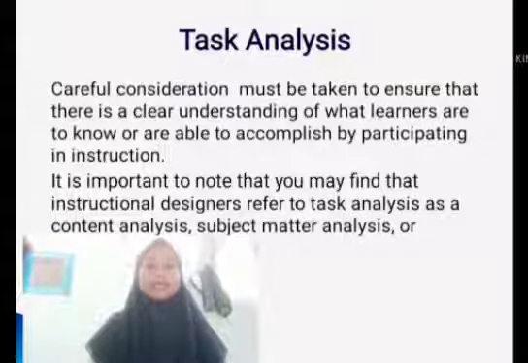Task analysis. What is task analysis? Task analysis is careful consideration that must be taken to ensure that there is a clear understanding of what learners are to know or are able to accomplish by participating in instruction. It is important to note that you may find that instructional designers refer to task analysis as content analysis, subject matter analysis, or learning task analysis.